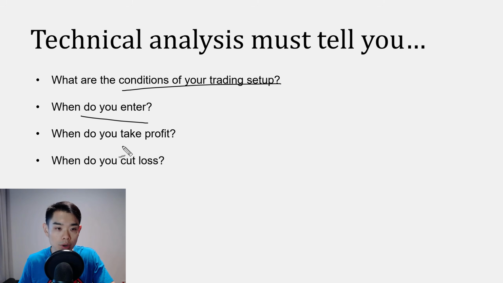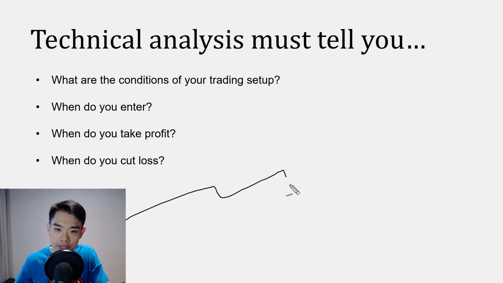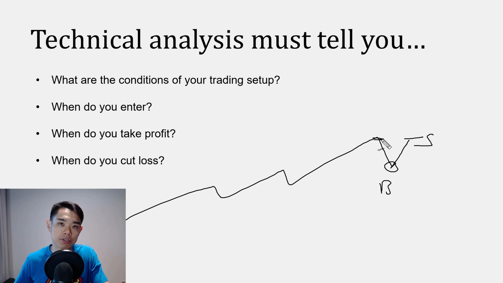When do you enter a trade? When do you take profit? And when do you cut loss? So let me give you an example of how all this comes together. Let's say you have a pullback trading system, right? You're identifying stocks that are in an uptrend like this. You're waiting for a pullback. You're buying on a pullback. And let's say you wait for a bounce and look to sell, let's say, at resistance to capture a swing.